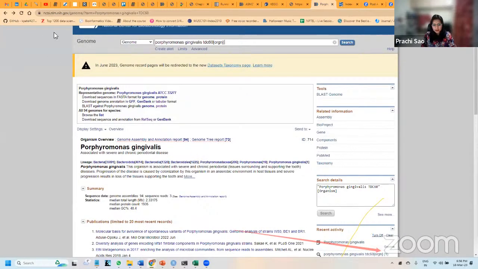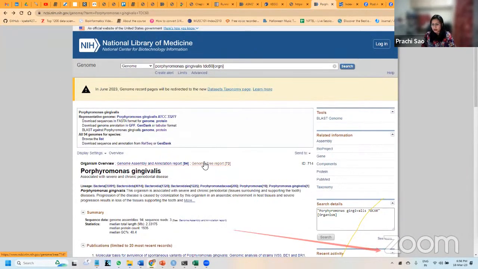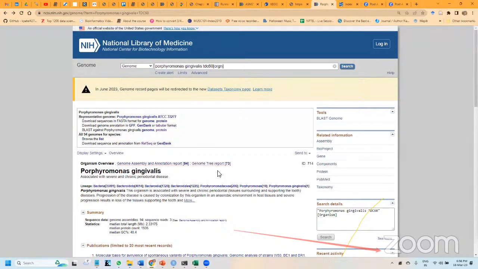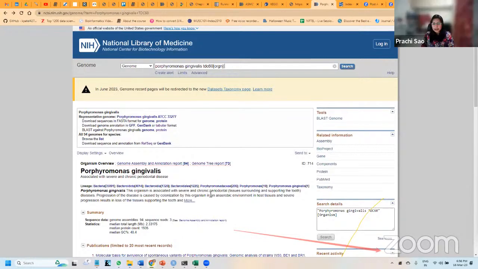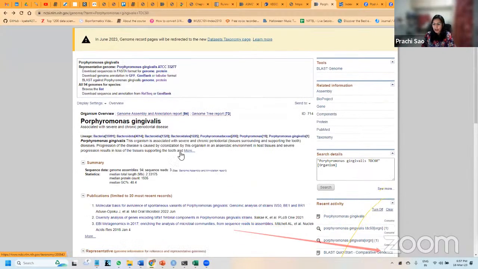So this is the NCBI. Is my screen visible? The NCBI page? Yes, ma'am. Thank you. So this is the NCBI page where you can give your organism name, and we will have information here. So we can extract the RefSeq sequences. We can also get all the sequences for protein and the genes.